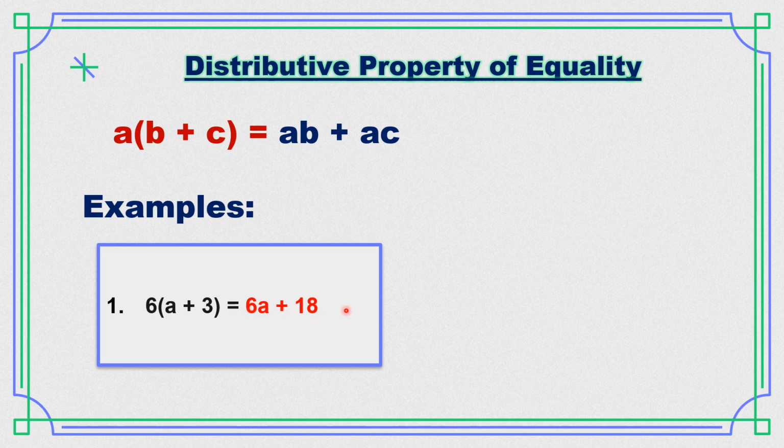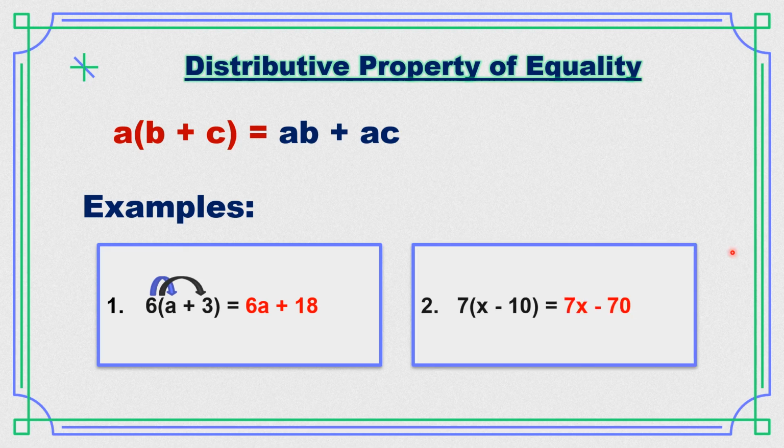So, paano natin siya i-distribute? Pag dinistribute natin, magiging 6 times A, 6A. Plus din yan. Tapos, 6 times 3 is 18. So, ayan po yan. Next, number 2.